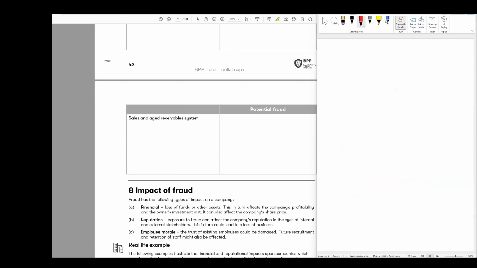The next one we have here is the sales and accounts receivable system. On the sales and accounts receivable system, we can say the potential fraud could be under-recording of goods sold. So there is little control in place to ensure goods sold are actually recorded. So how much we sold to our customer, it is possible we didn't record it all. So we can say under-recording of goods sold.